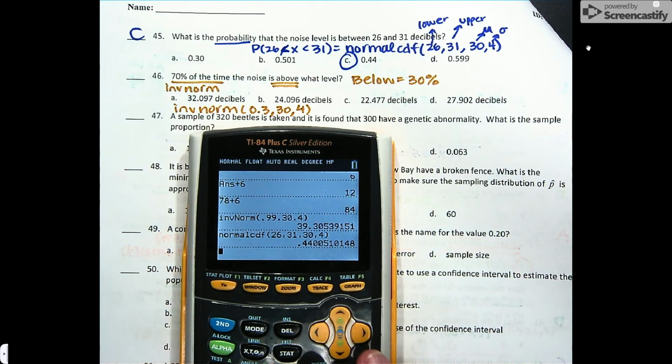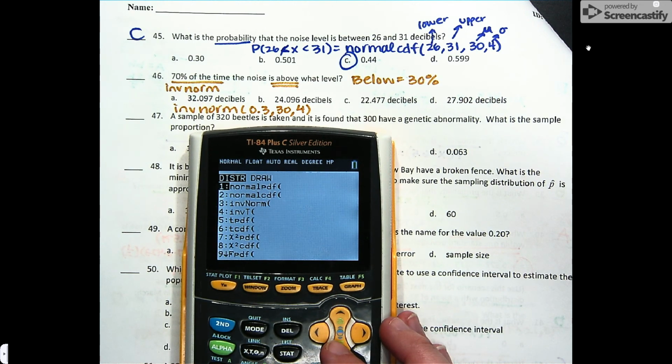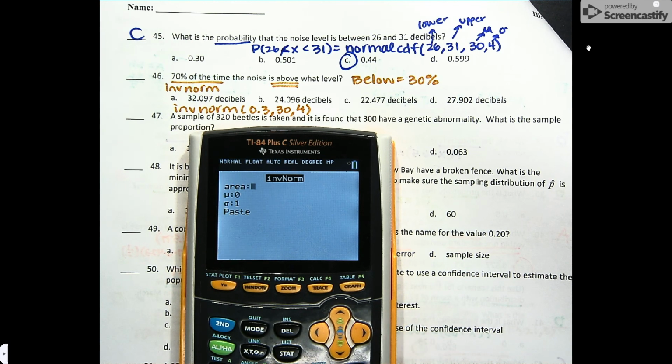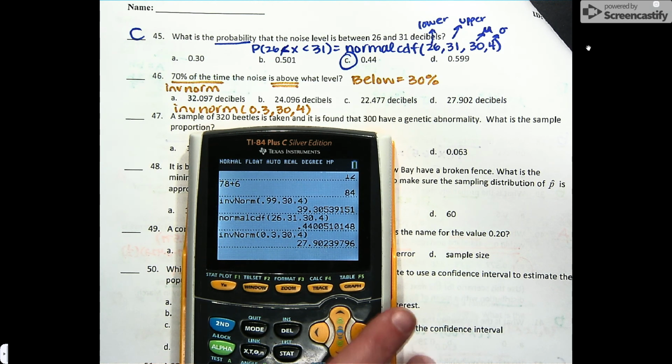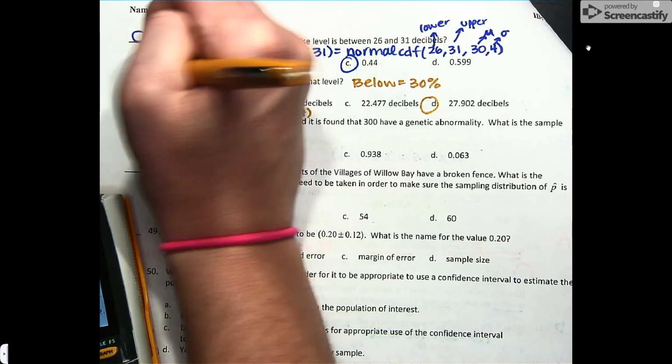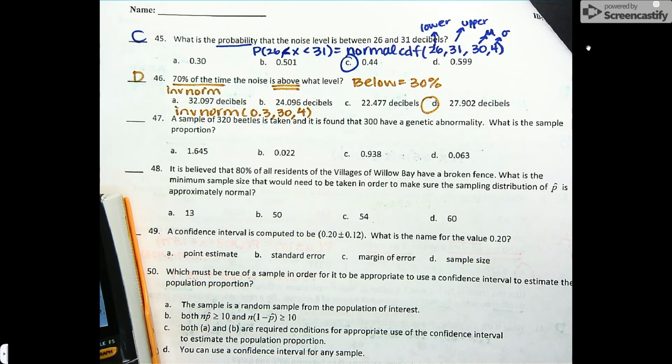So you do have to be careful. Inverse norm is restrictive, just kind of like binom CDF is restrictive. They only handle things below. But if I remember right, that's really the only thing you have to worry about. So typing that in, I get 27.902. So letter D.